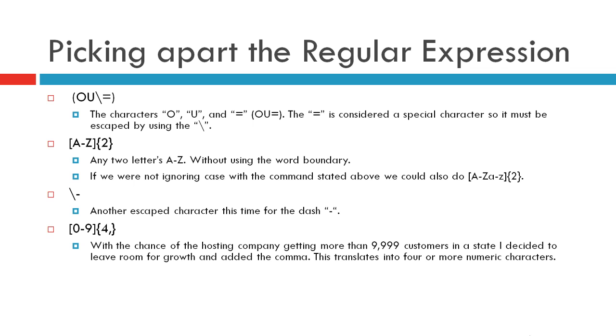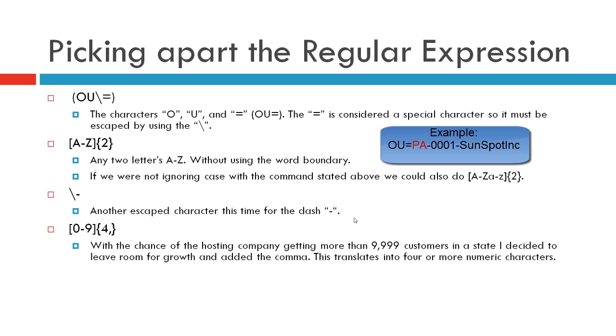So to pick this regular expression apart, I just wanted to go through the major groupings here so you can see exactly what it's doing. In the first one, we're looking specifically for OU equals. The backslash is used as an escape character, so the regular expression knows that it's actually looking for the equals. The next piece here that you see, A through Z in uppercase, is actually case sensitive, but because, as you'll see later on, I'm ignoring case, this will search for both upper and lower case.